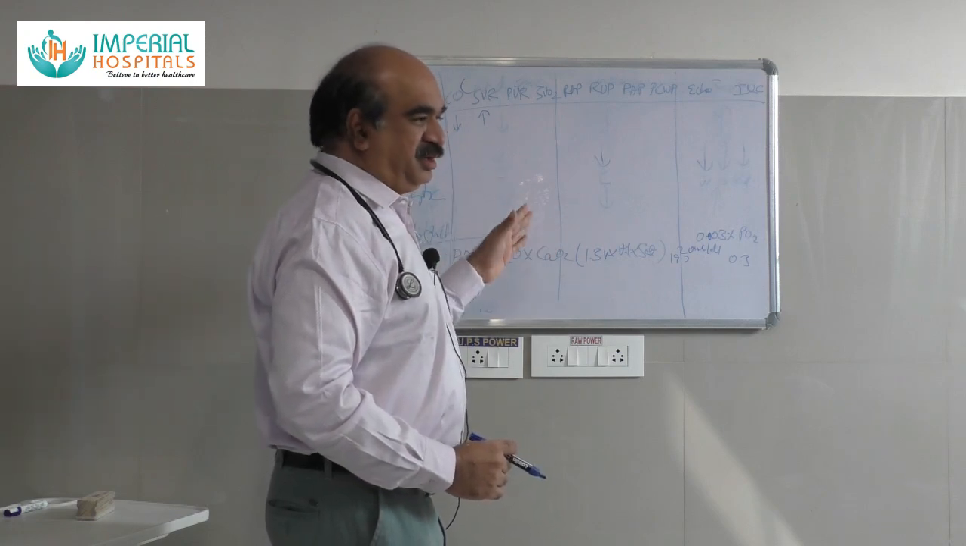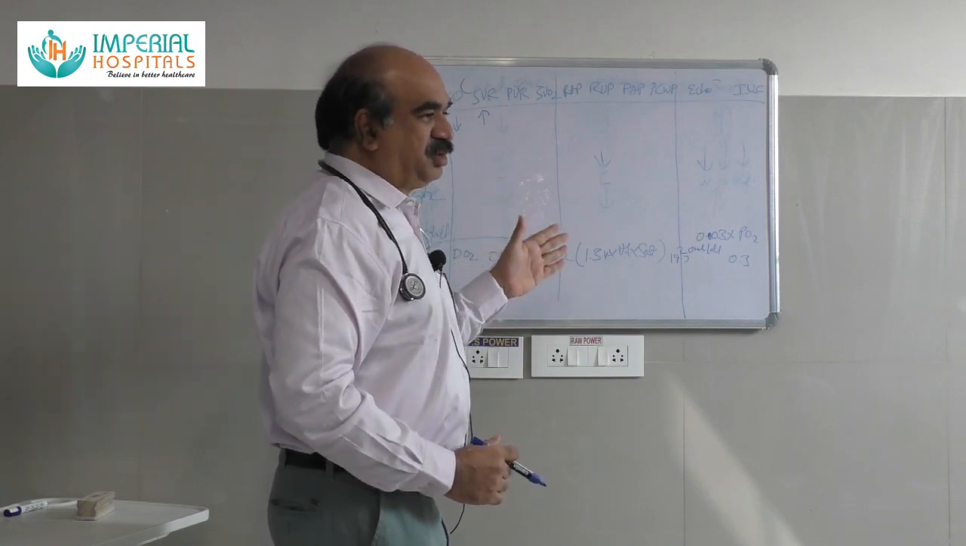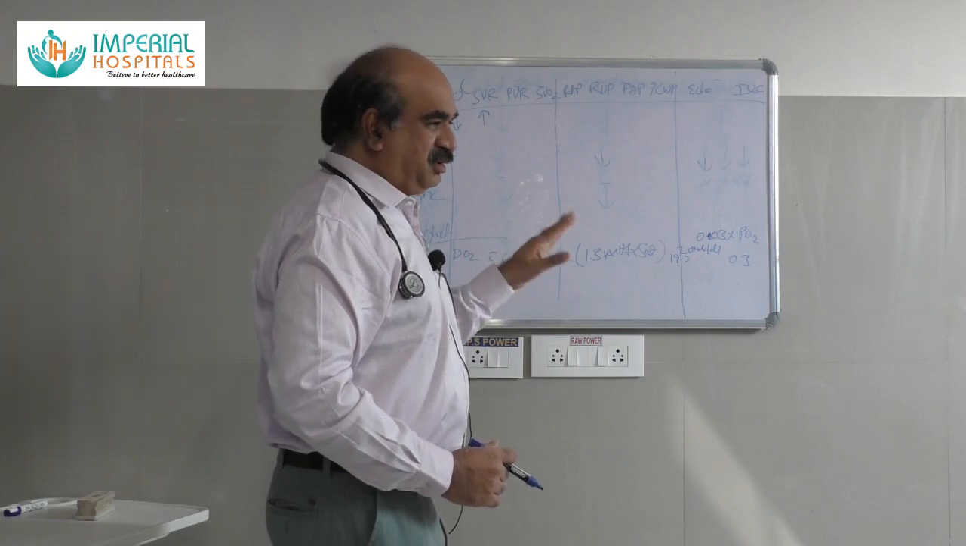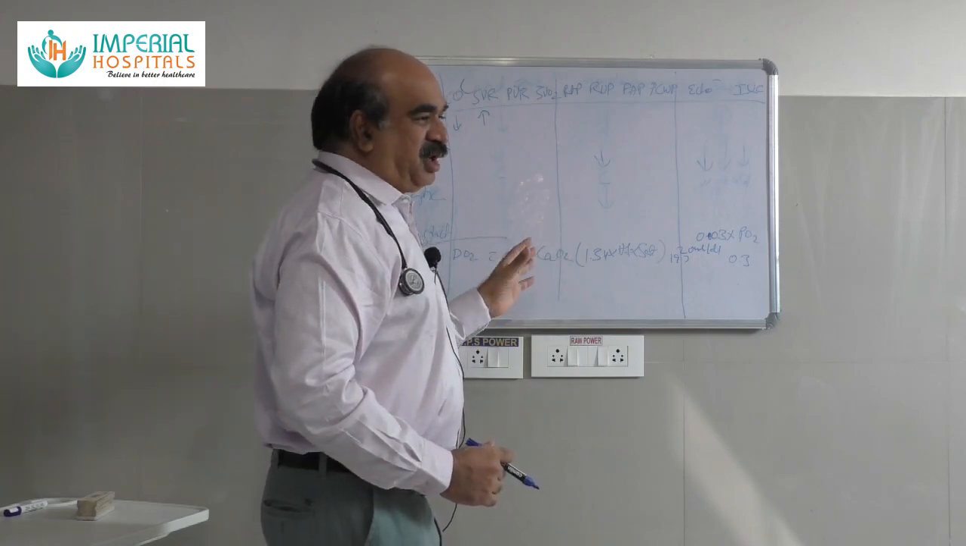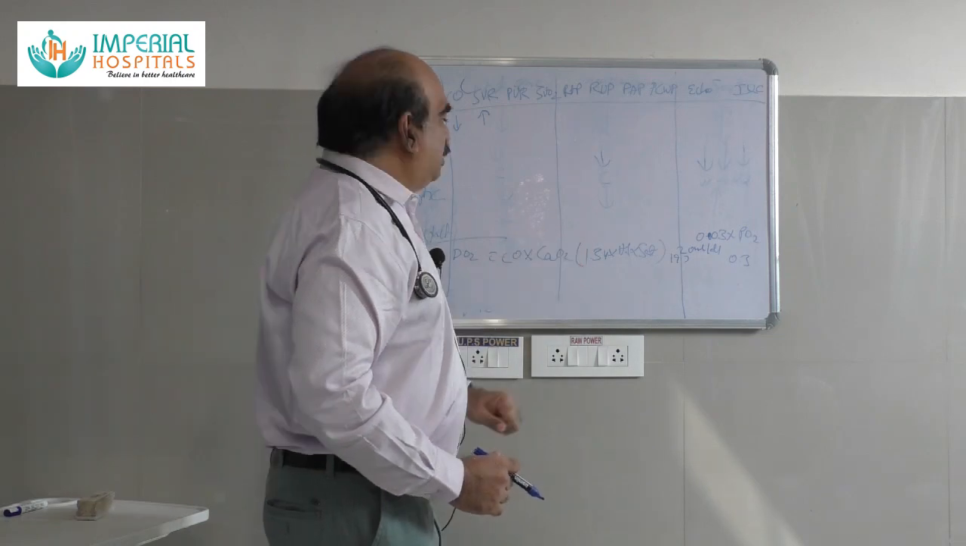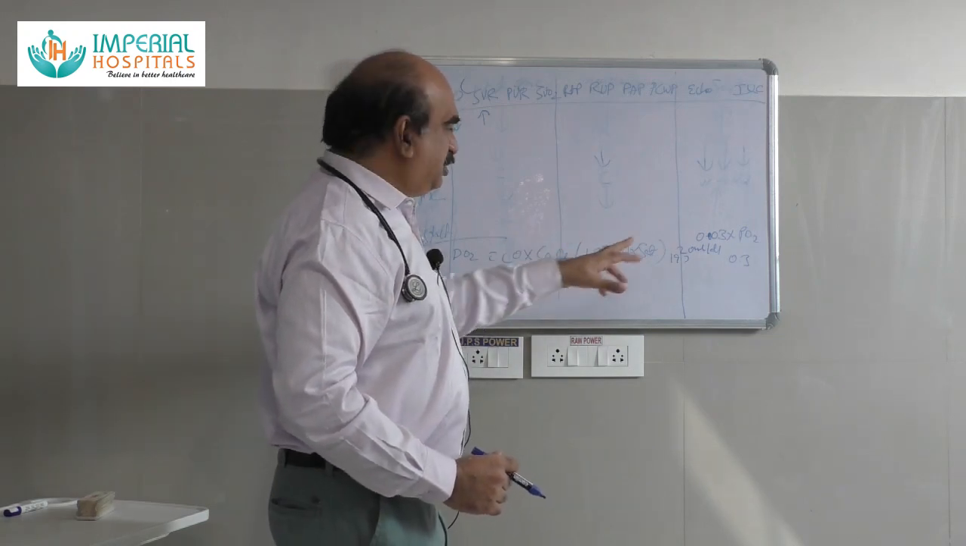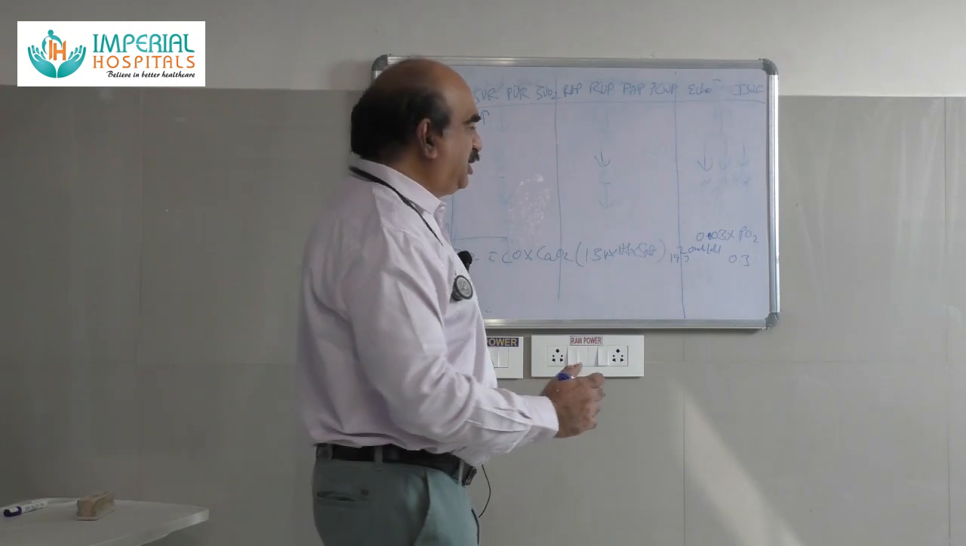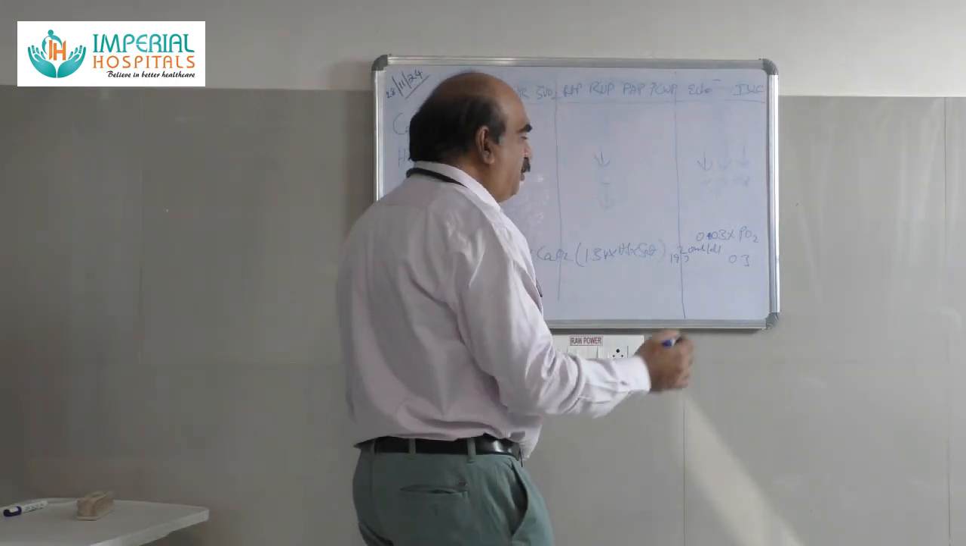PaO2 is 90, arterial oxygen pressure. PvO2, venous oxygen pressure, is 40. Normal SaO2 is around 97. SvO2 is around 73. Here arterial oxygen content is 20 ml per deciliter. Venous oxygen content is 15 ml per deciliter.